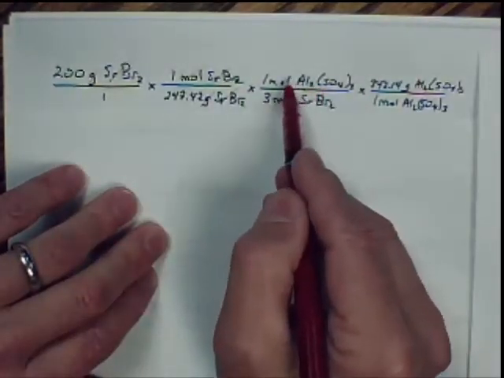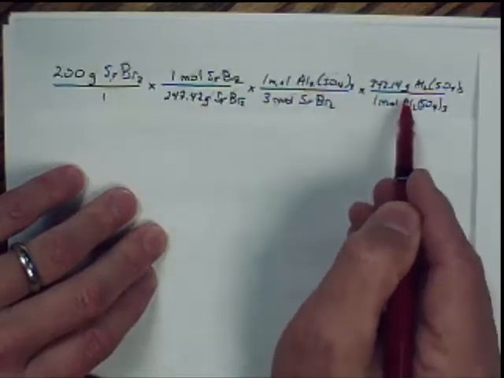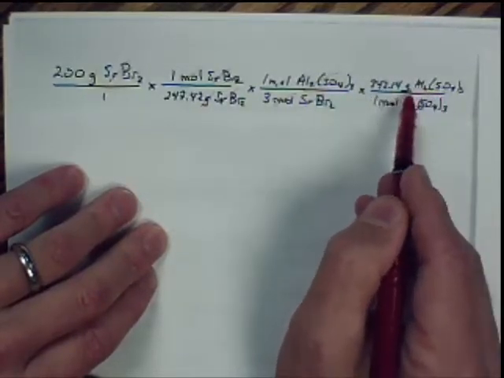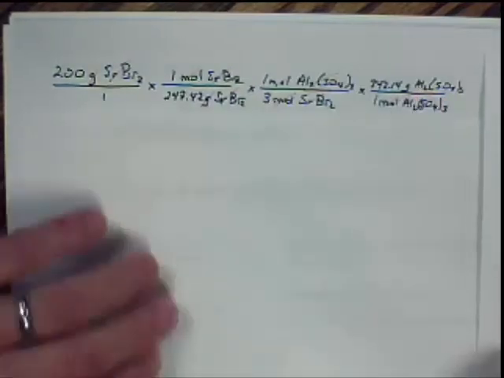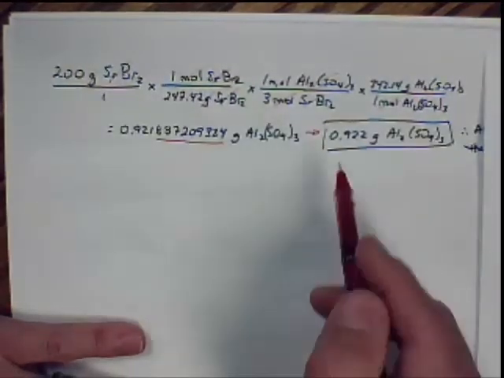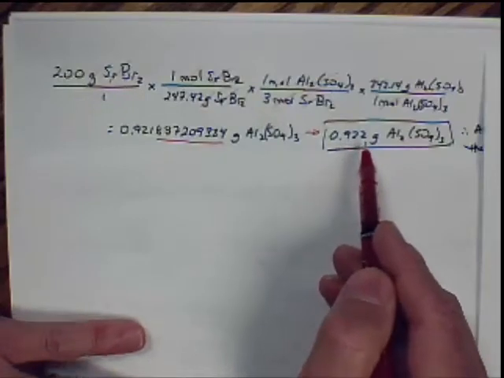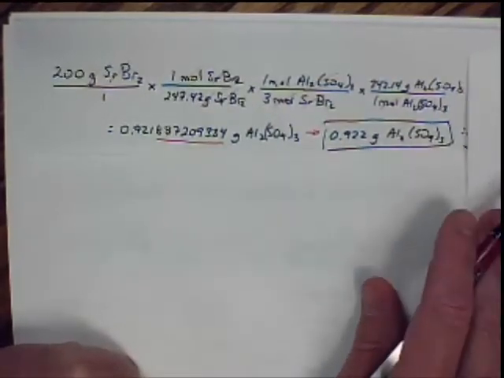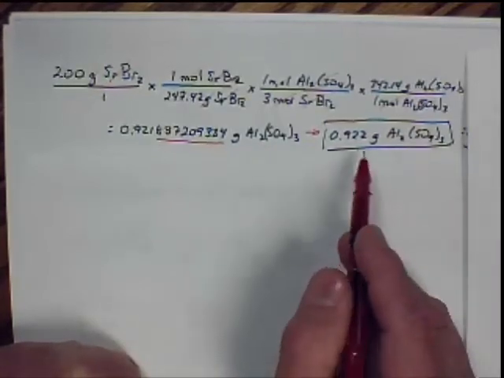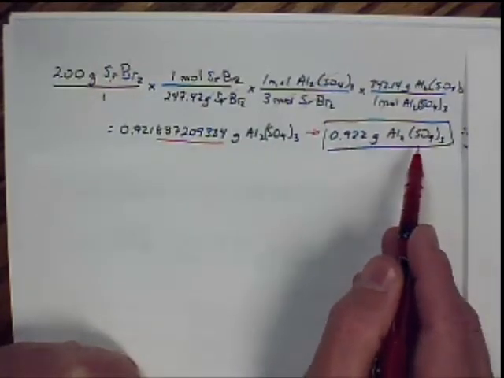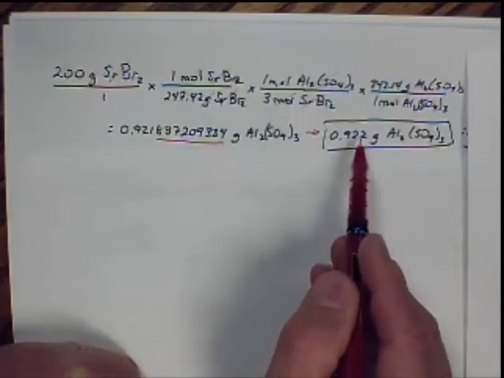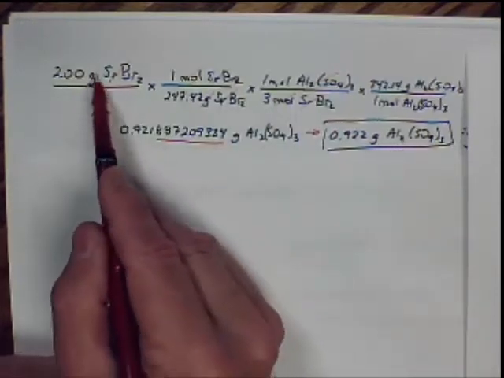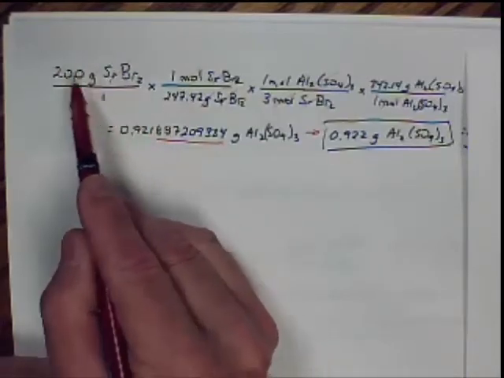And then the moles of aluminum sulfate can cancel, and our final units are grams of aluminum sulfate. So when we do the math, we get 0.922 grams of aluminum sulfate. Now what does that mean? Since we actually had 2 grams of aluminum sulfate, this number is the amount of aluminum sulfate that's going to be used up in the reaction to completely react with all this strontium bromide.